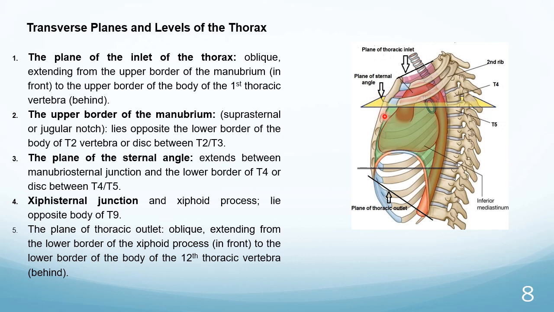Plane of sternal angle: extending from the sternal angle, or angle of Lewis, to the lower border of T4 or the disc between T4 and T5. Okay, this is very important. Also, the upper border of the manubrium lies opposite the lower border of T2, the second thoracic vertebra. The sternal junction lies opposite the body of the ninth thoracic vertebra.